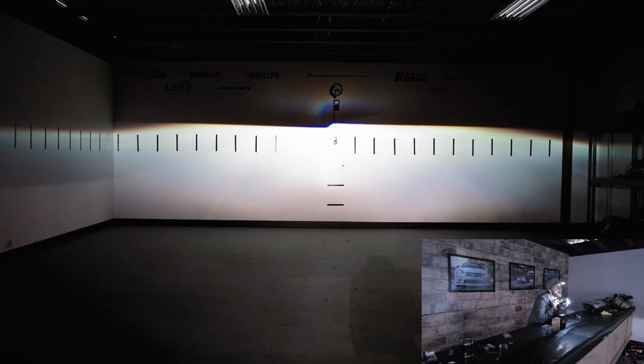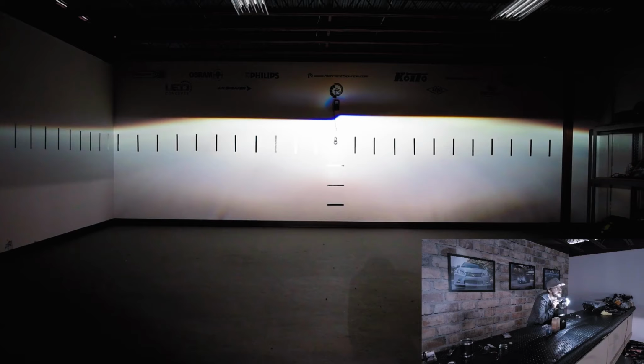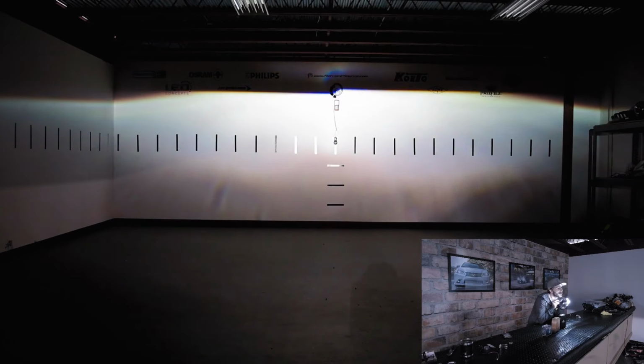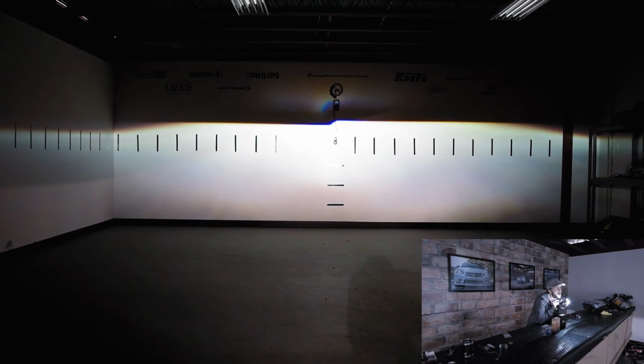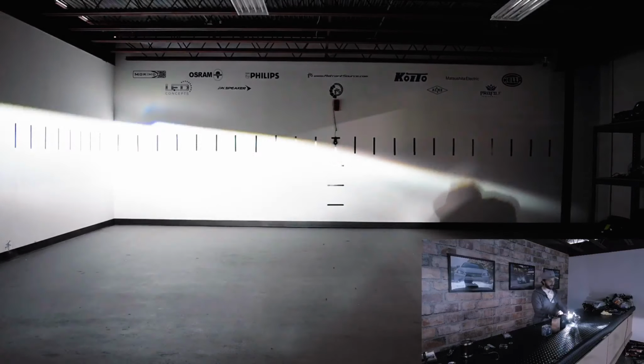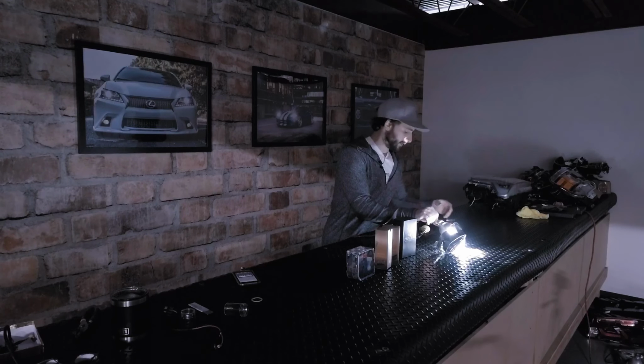That is how the projector was designed. We have that bright hot spot right there underneath the top of the cutoff line, and a gradient which is reducing the intensity as we move toward the foreground so that your eyes don't adjust and you can see well into the distance. So overall, guys, we're going to go ahead and call it: HID is the clear winner here.